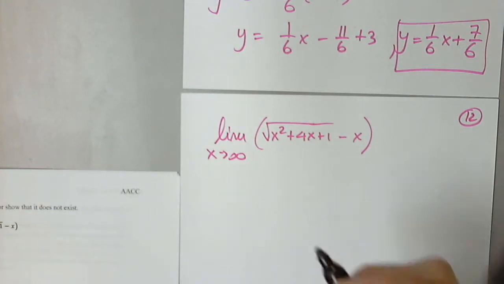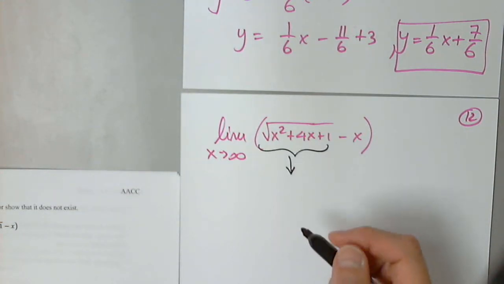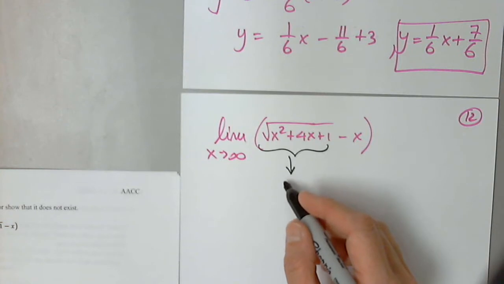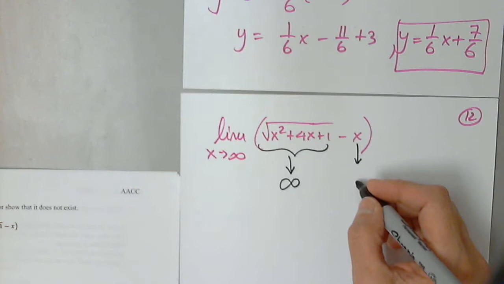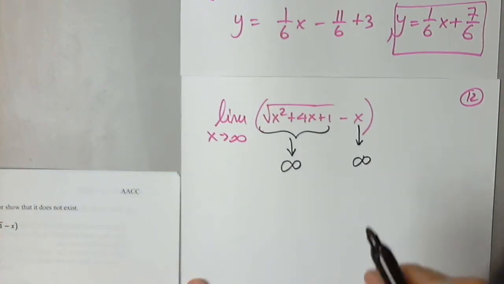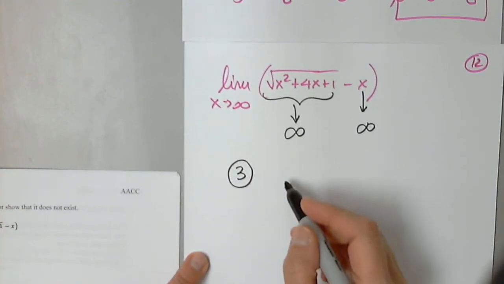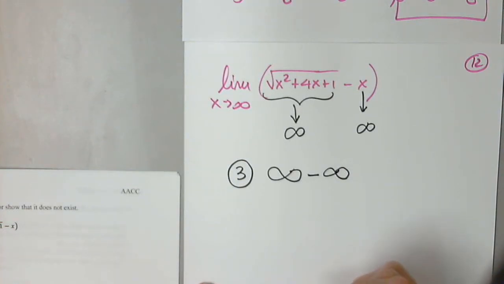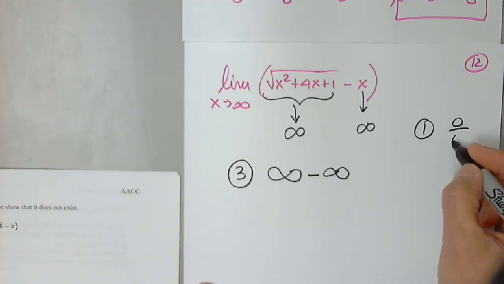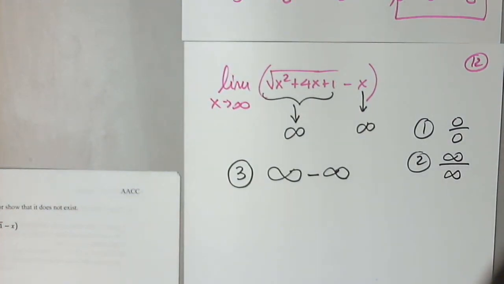But let's discuss this. Where does this go? So this is case number 3 of indeterminate forms: infinity minus infinity. We had 2 cases before, case number 1 and case number 2. We have to look at 4 more this semester. There are 7 total.